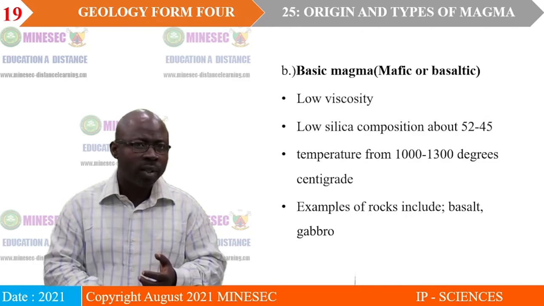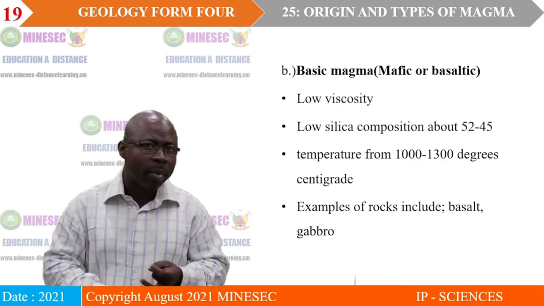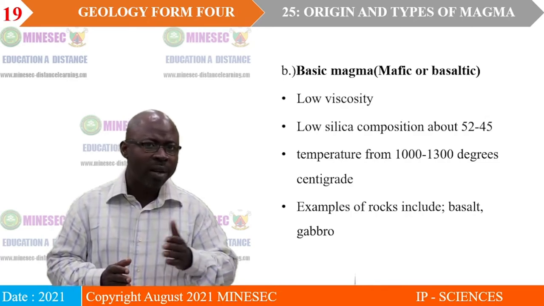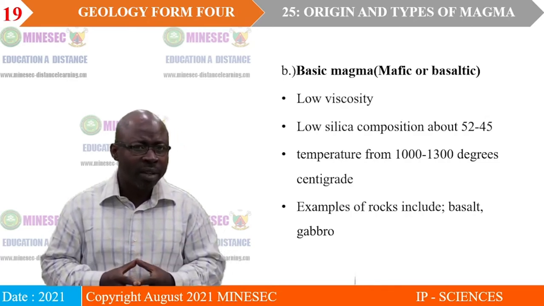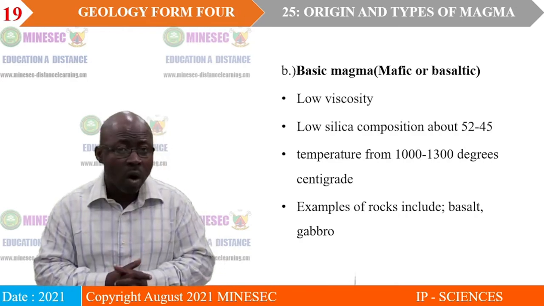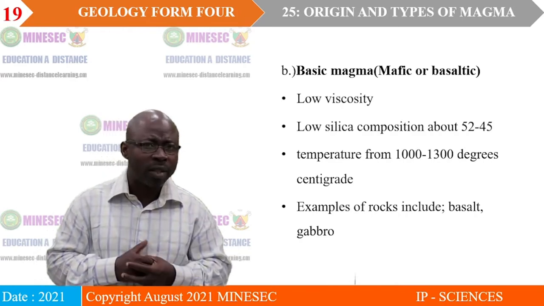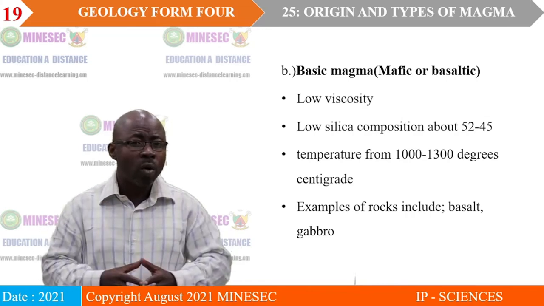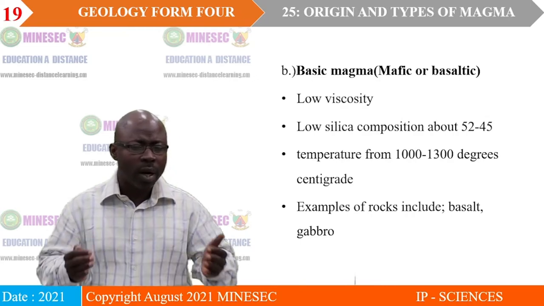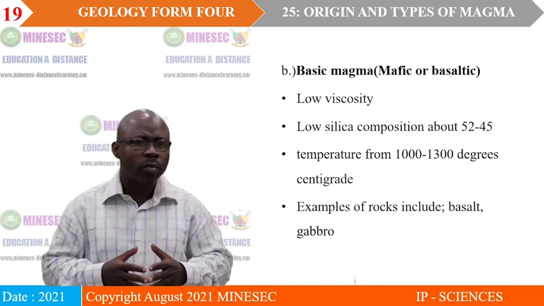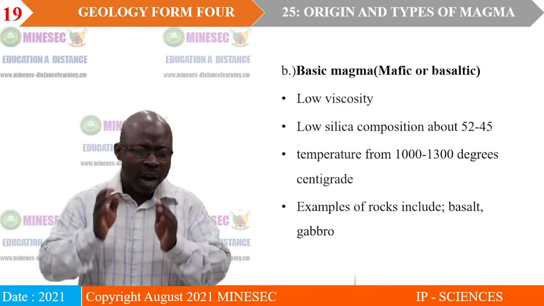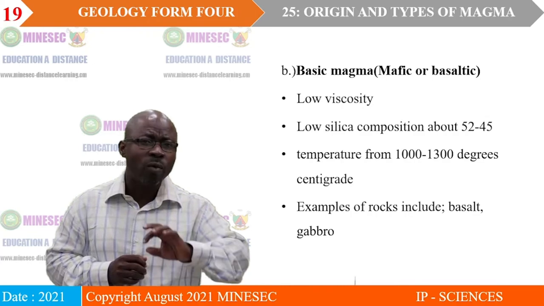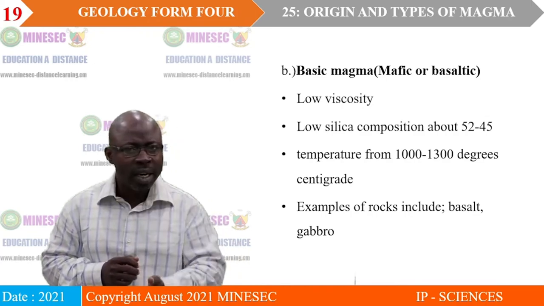They have low viscosity, low silica composition of about 52 to 45, temperature from 1000 to 1300 degrees centigrade, and typical rocks formed from the consolidation of basaltic magma include the rock basalt, what we normally call in the neighborhood black stone that we use in building embankment walls, foundations, and the rest, very dark. They carve them for decoration also. And then gabbro. So these are examples of rocks that will form from the cooling of basic magma.